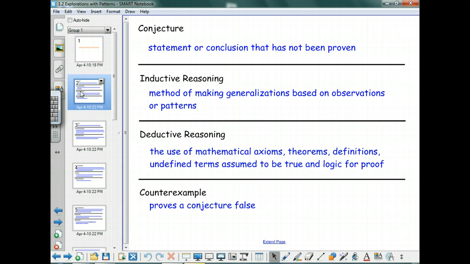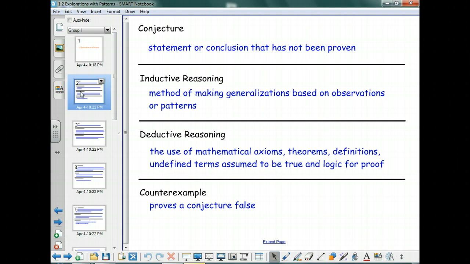A few definition things that we're going to look at first is what a conjecture is. A conjecture is simply a statement that has not been proven. So it's kind of like a hypothesis, right? This is what I think is happening here. You haven't proven it yet, but you suspect that this is what's happening.